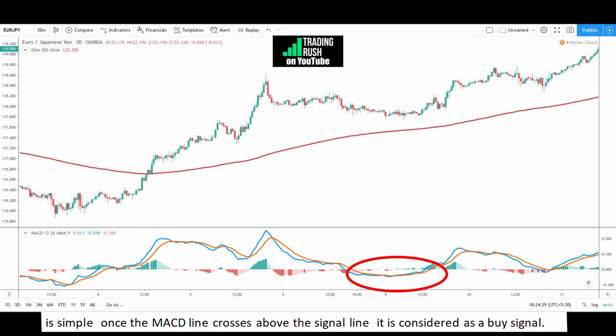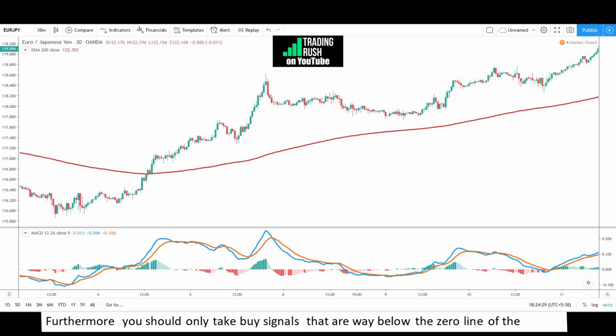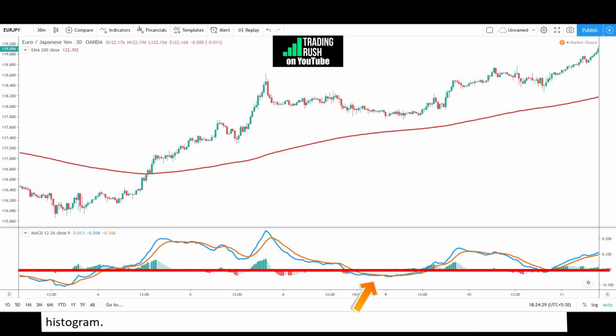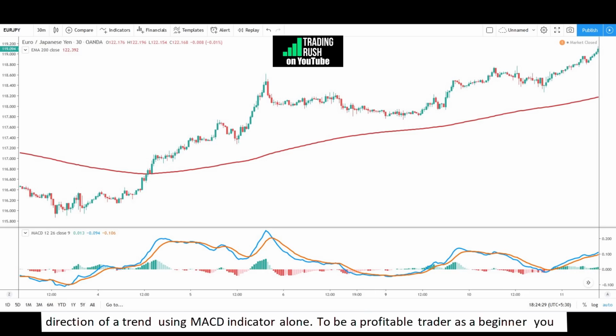Once the MACD line crosses above the signal line, it is considered a buy signal. Furthermore, you should only take buy signals that are way below the zero line of the histogram. But there is a big problem with this trading setup. There is no way to identify a good direction of a trend using the MACD indicator alone.